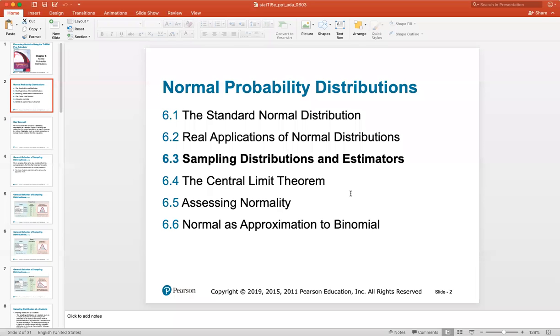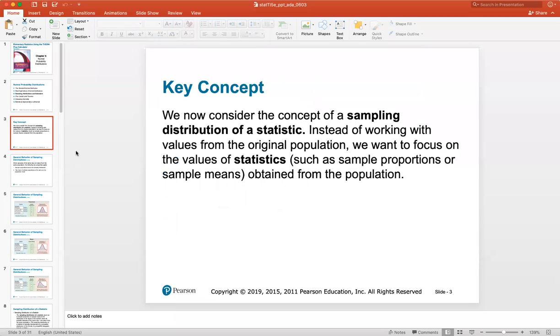All right, in this video, I'm going to go over section 2.3, normal probability distributions. Sampling distributions and estimators. Okay, sorry. So now we're going to focus on the sampling distribution of a statistic.